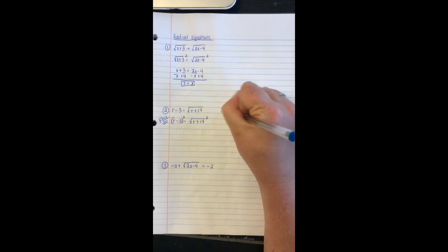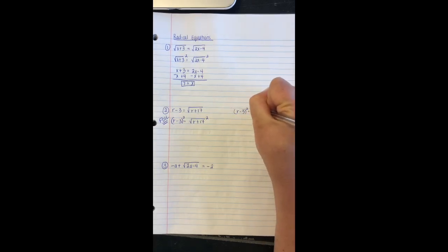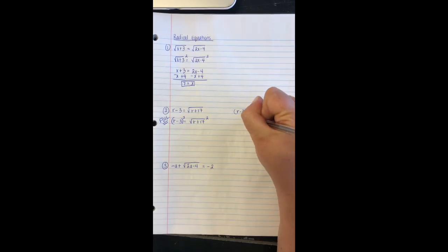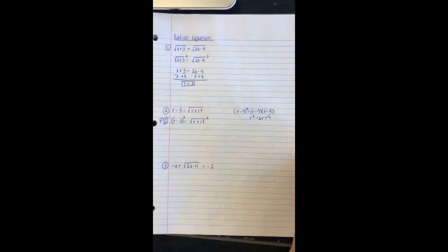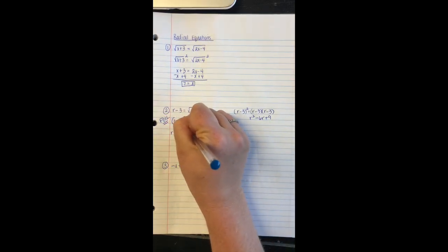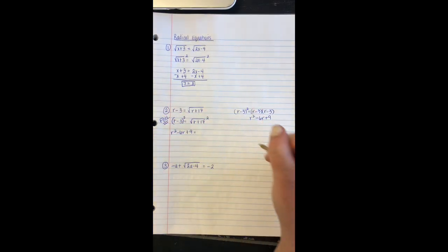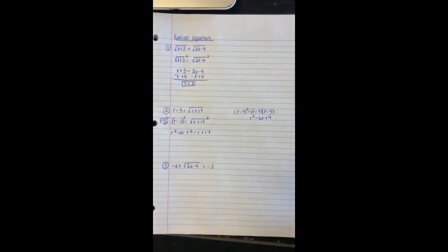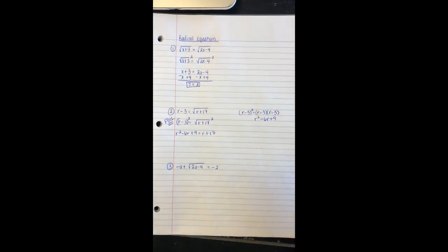R minus 3 squared is really R minus 3 times R minus 3. If I FOIL that, that becomes R squared minus 6R plus 9. So my left-hand side is R squared minus 6R plus 9. On the right-hand side, the square and the square root will cancel, so I'm just left with R plus 17. And now I have to finish solving this quadratic.